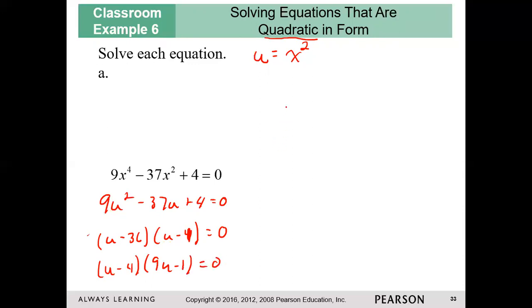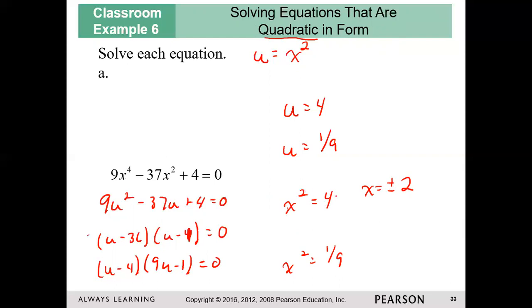And then we solve again. We say u is equal to 4, and we say that u is equal to 1/9. But remember, we're not solving this for u, we're solving this for x squared. So we're going to put our x squared back in. So this is going to be x squared is equal to 4, and this is going to be x squared is equal to 1/9. In order to solve for x, you've got to take the square root of both sides, which means x is going to be equal to positive or negative 2. Remember, when you take the square root of both sides here, you're going to get the positive and negative version, because if you square 2, you get 4.